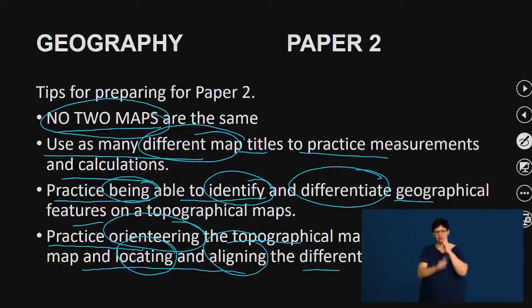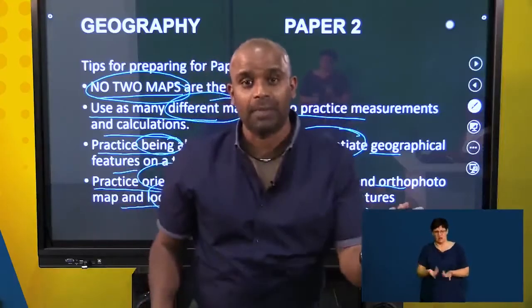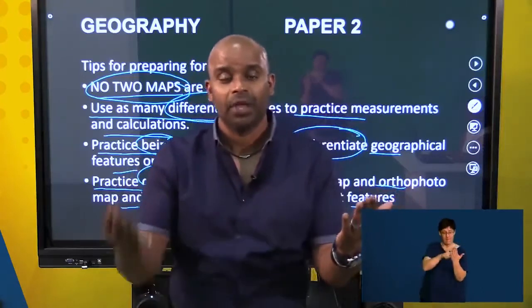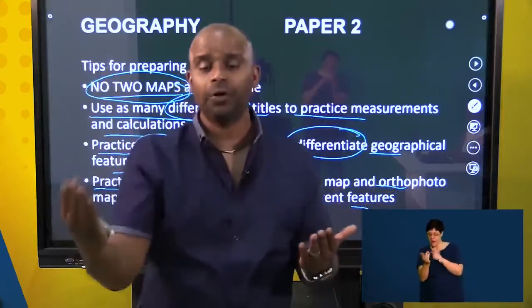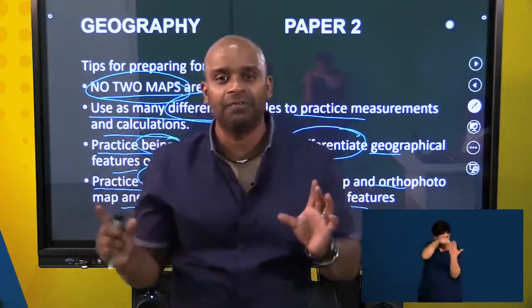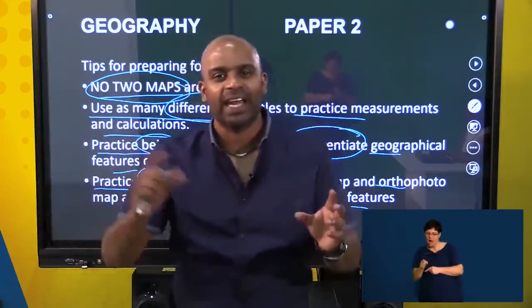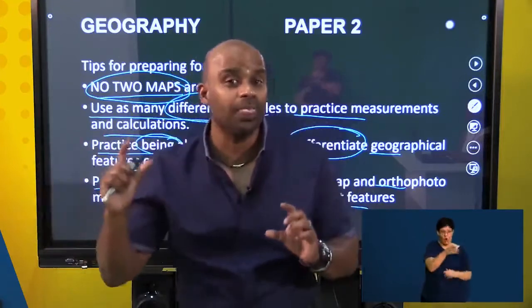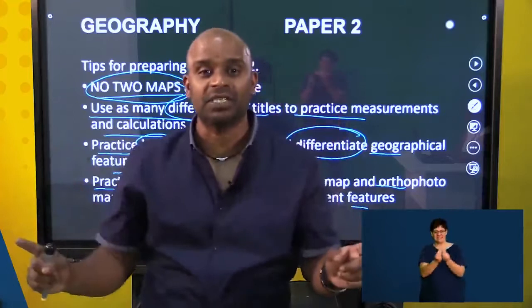Now, what does orienteering mean? It simply means when you get your topographical map and your orthophoto map, you have to be able to locate the position of where the photograph is on the map, simply by aligning features like roads and railway lines. This would assist you in understanding both on the topographical map and the orthophoto map the same features.